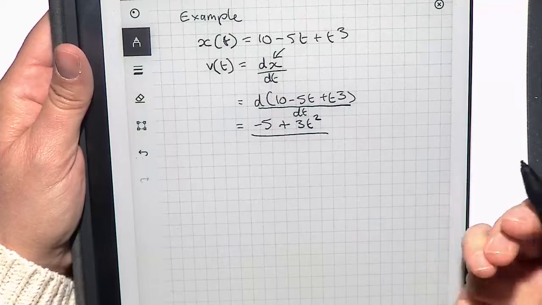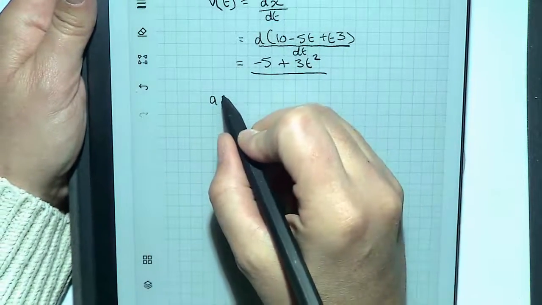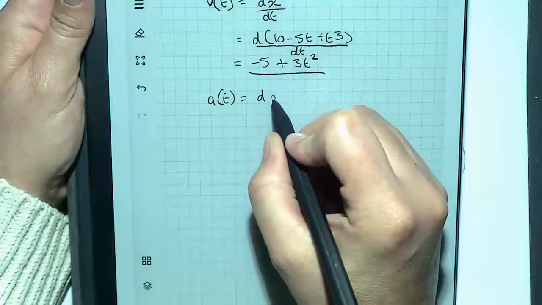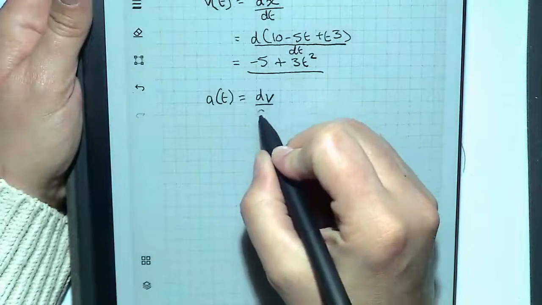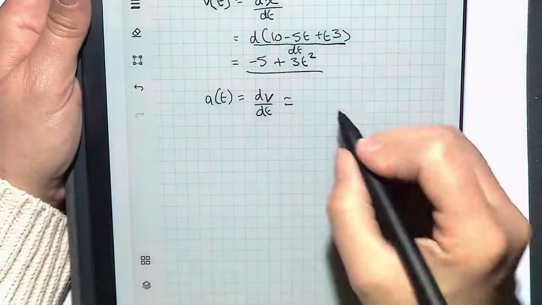So we're going to do the same for acceleration. Make sure I've got that up so you can see it. All right, so dv over dt, and we can plug in our velocity term now.